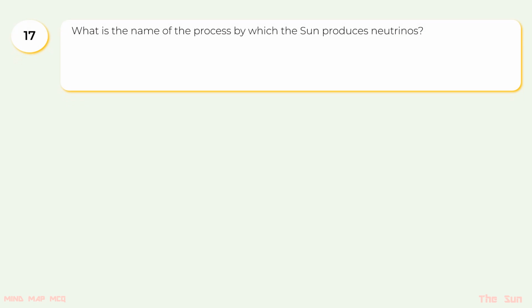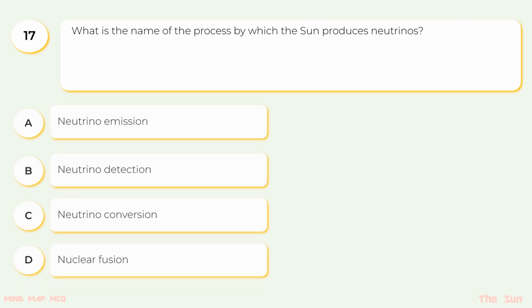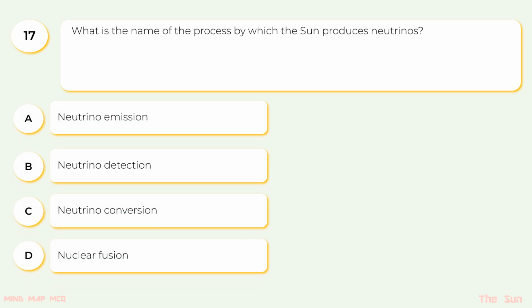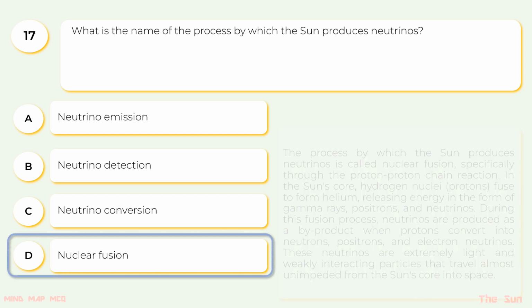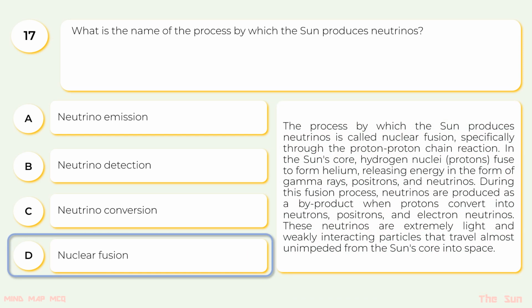What is the name of the process by which the sun produces neutrinos? Neutrino emission, neutrino detection, neutrino conversion, nuclear fusion. The correct option is nuclear fusion. The process by which the sun produces neutrinos is called nuclear fusion, specifically through the proton-proton chain reaction.